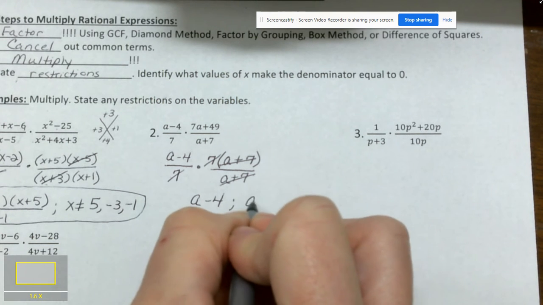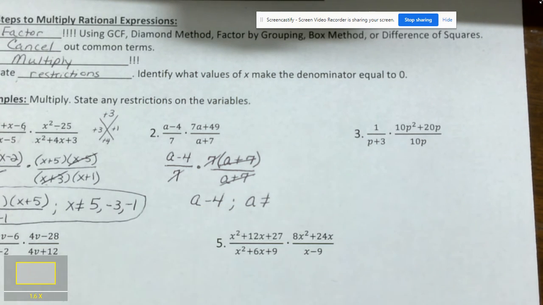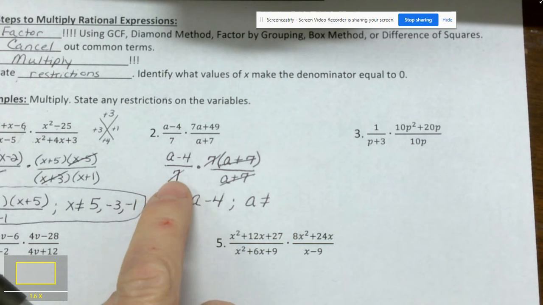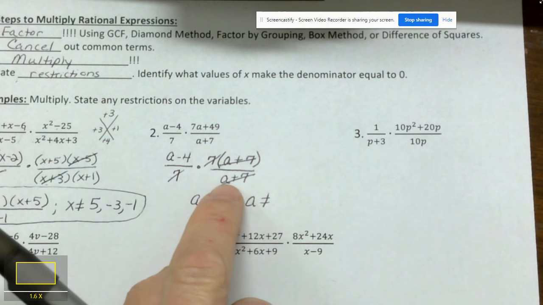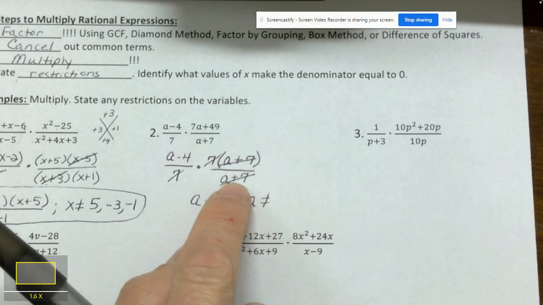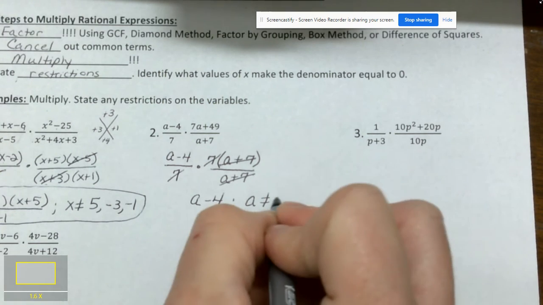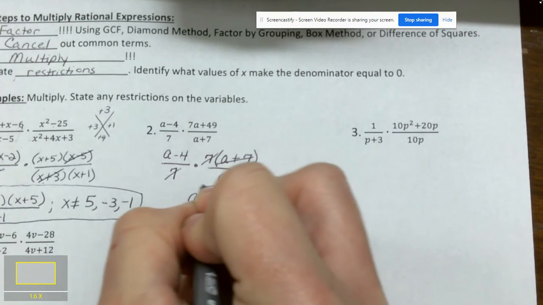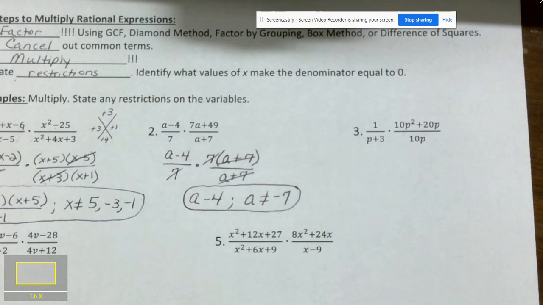Okay, now we list our restrictions. What can a not be equal to? So we go back to our denominator. Well, this 7 doesn't have a variable, so I don't have to worry about that. But this one, a plus 7, what would make this part equal to 0? That would be if a is negative 7. So my a cannot be equal to negative 7.